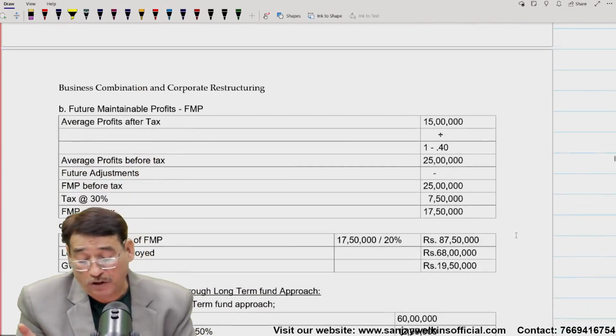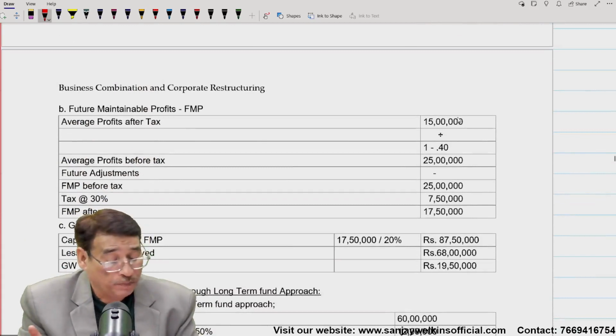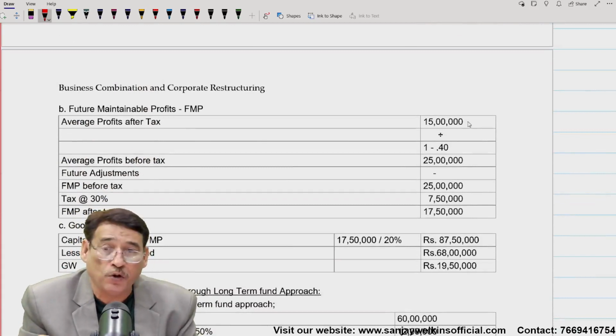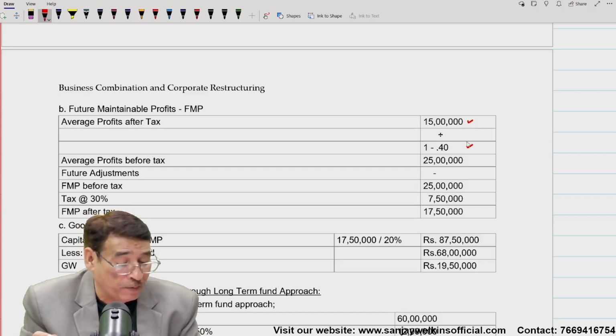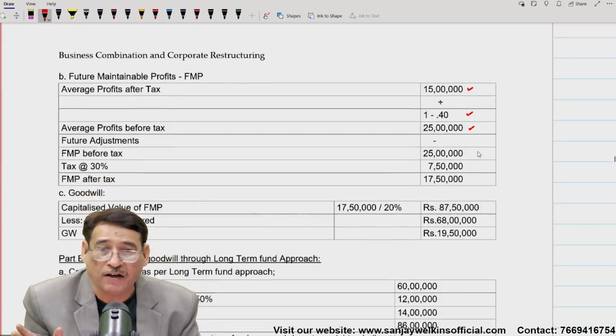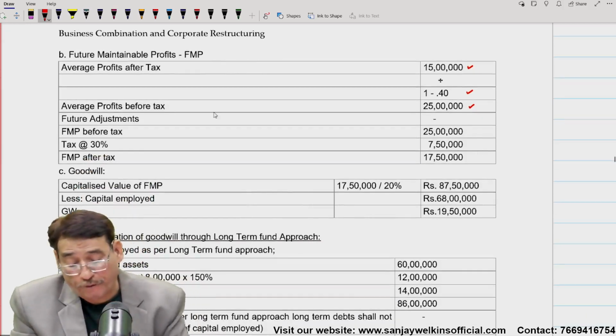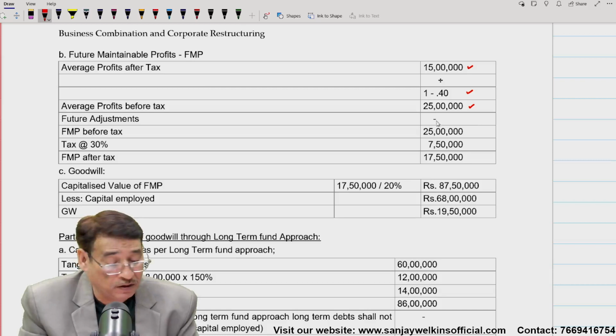Now we will compute the future maintainable profit. As I told you, profits after tax are given. So profit after tax divided by 1 minus tax rate, you can get your profits before tax, 25 lakh. So profits before tax is 25 lakh. There are no future adjustments in this particular question.